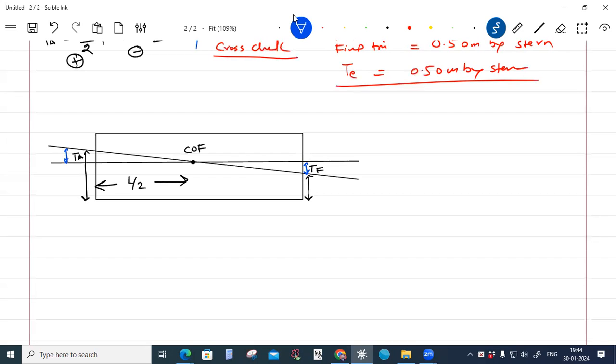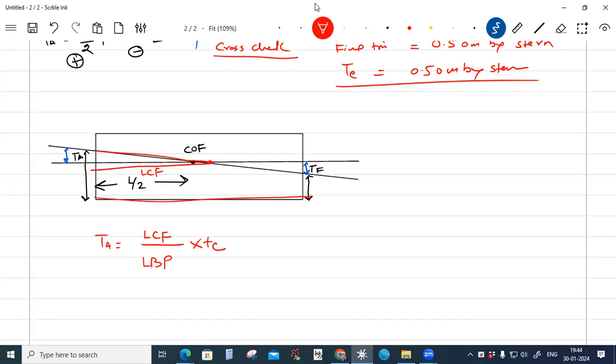Yes, sir. The problem starts when the COF is not at midship. Suppose COF is somewhere here. Then what we have to do? We have to take the same formula. TA is LCF, you need to take this distance, this triangle. TA equals LCF upon LBP, into the trim cost.